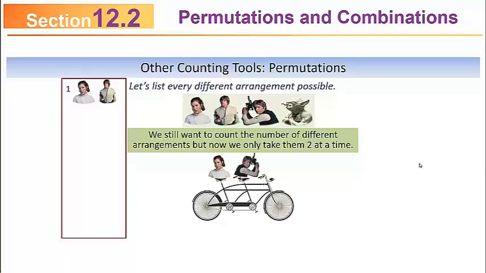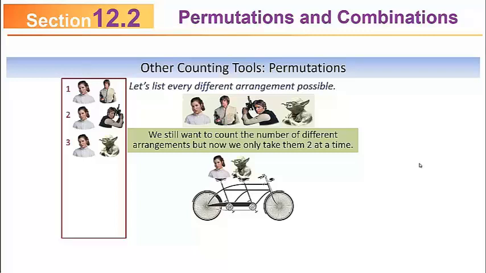So I decided I'm going to leave Leia on the back seat and swap everyone else out. So if Leia stays on the back seat and I take Luke off, I can put Han in Luke's place. That's the second possibility. Again, I want to keep Leia on that back seat as long as possible. So now the only other way to do that is to put Yoda on the front seat.